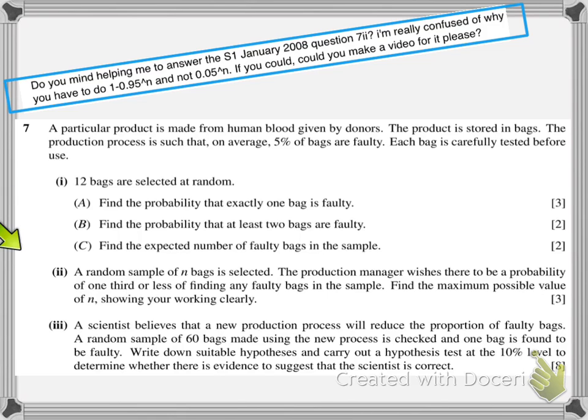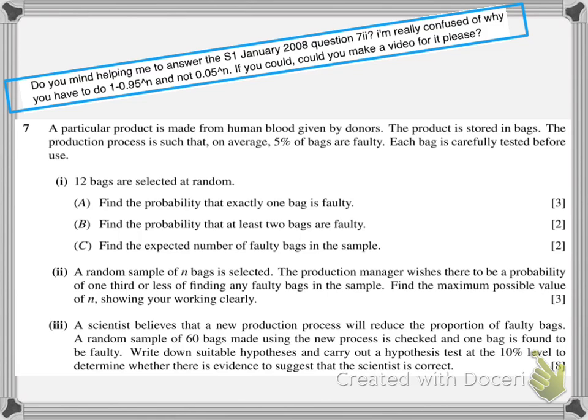So jumping to part 2 of the question, a random sample of n bags is selected. The production manager wishes there to be a probability of 1/3 or less of finding any faulty bags in the sample. Find the maximum possible value of n, showing your working clearly.